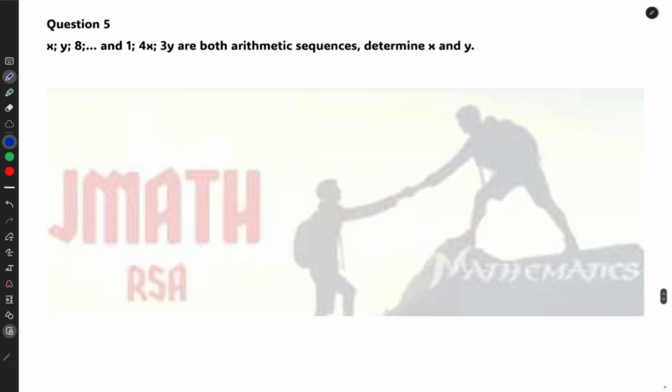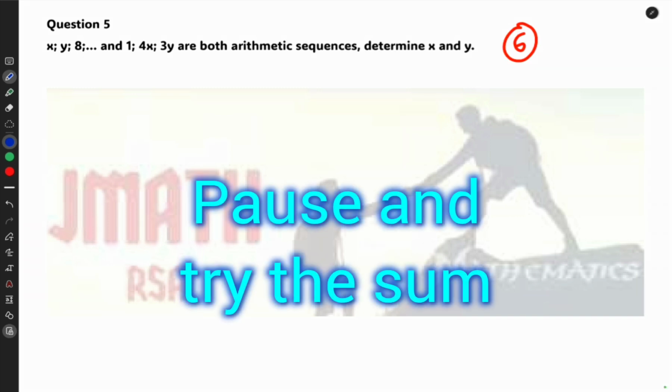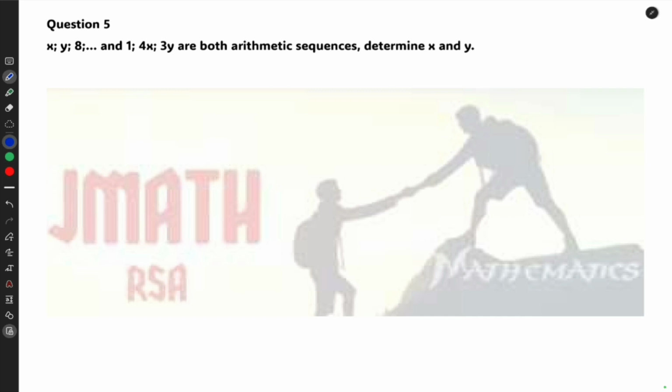Last question in this video. So now we're getting to exam level questions where they're really trying to confuse you and trick you, but just do it right and you'll get full marks. Okay, so x, y, and 8 and 1, 4x, 3y are both arithmetic sequences. Determine x and y. So even though it's arithmetic sequences, I'm not going to do the Tn formula because it's going to be impossible. But because it's arithmetic sequences, I am again going to use T2 minus T1 is equal to T3 minus T2. So if you don't start right, you will be wrong.